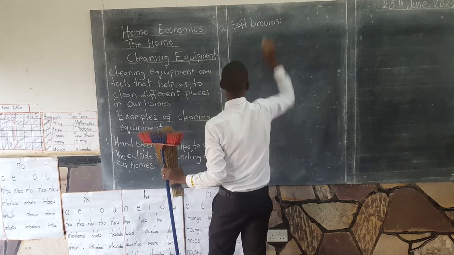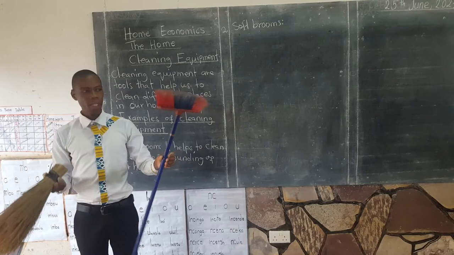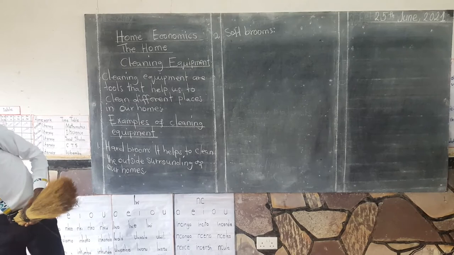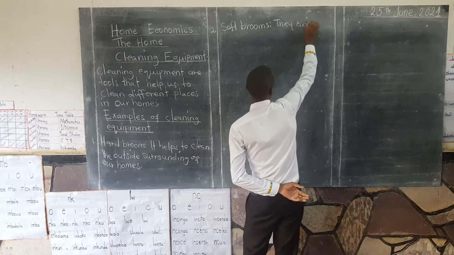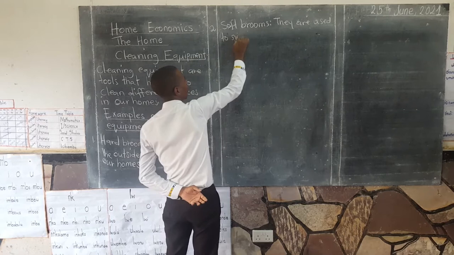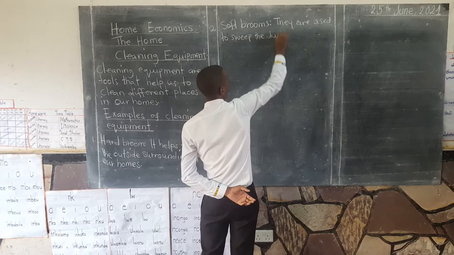What would be the use of these two simple tools that I have with me? Well, we use them for sweeping. We use these to sweep the dust as well as the dirt on the floor. So we say they are used to sweep the dust and the dirt.